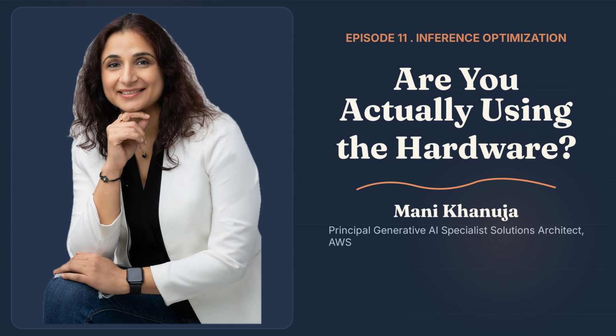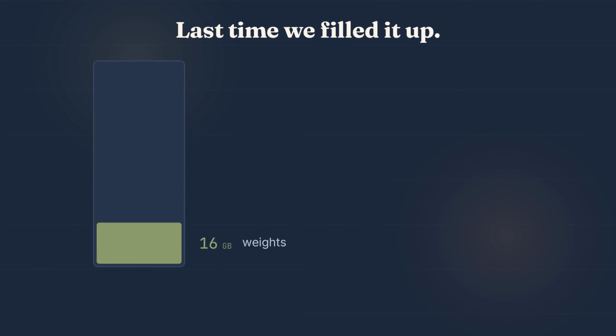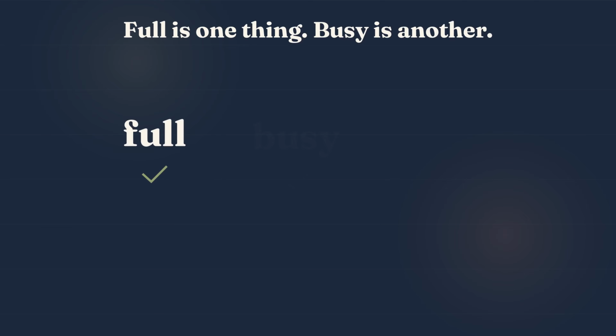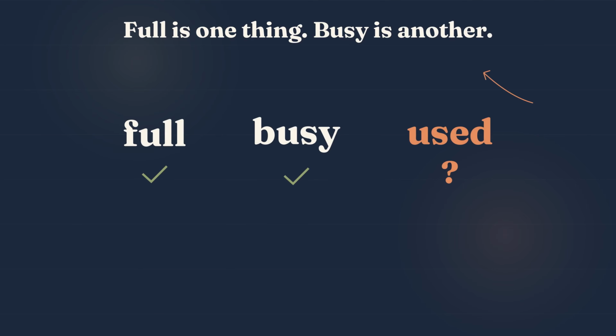I'm Mani Khanuja. So last time we filled a GPU up, 16 gigabytes of weights, the rest of the card going to cache, and about 50 conversations riding on it. And now that card is full. The fans are going, the memory is spoken for, and everything about it looks busy. So, are you actually getting the machine you paid for? Because full is one thing and busy is another thing, and neither of them means used. So you can be full and busy and still be getting a small slice of what's printed on that spec sheet. And how would you even know?